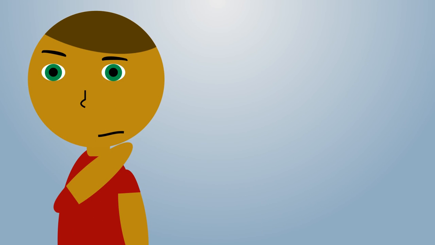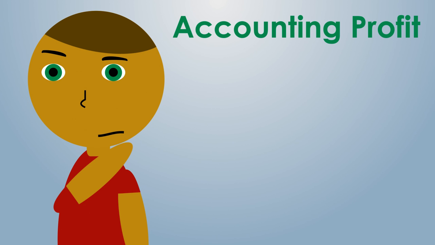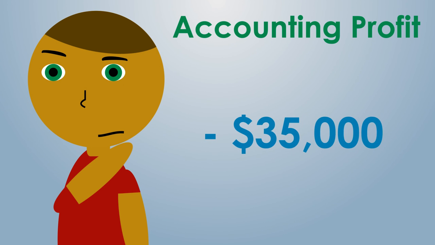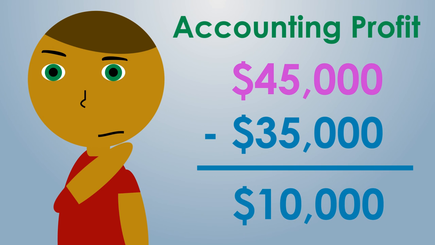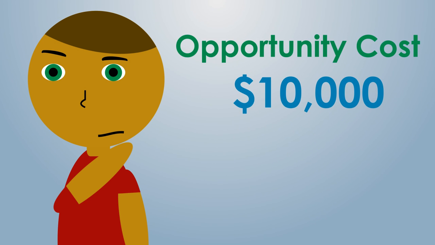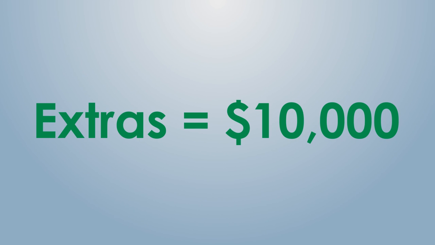He can calculate the accounting profit of the corporate job by subtracting his current salary, which is $35,000, from his job offer of $45,000. To arrive at his economic profit, Zane needs to decide how much the emotional extras from running his own business are, or, as we put it earlier, the opportunity cost. If Zane values the extras at $10,000, then he will have a zero economic profit.